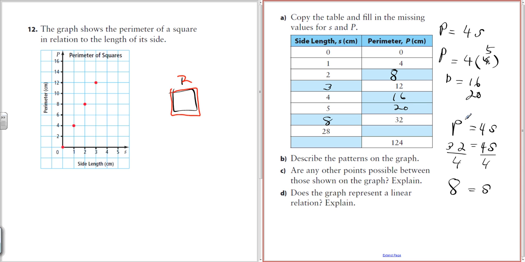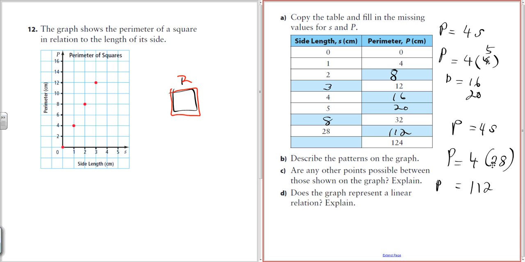I'll erase it because I'm running out of space. So I'll erase all this again. Use the same formula. This time I know my side length, it's 28. So the perimeter of this square has 4 sides of 28 centimeters each. 4 times 28, well 4 times 20 is 80. 4 times 8 is 32. 80 plus 32 is 112, so 4 times 28 is 112, and the perimeter is 112 centimeters.